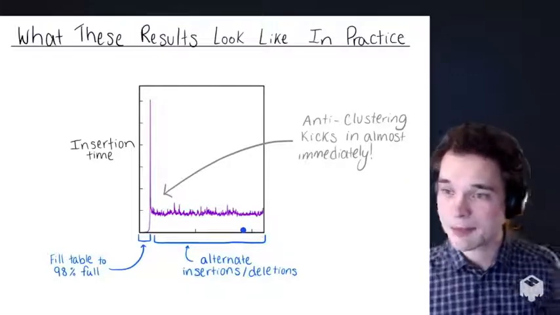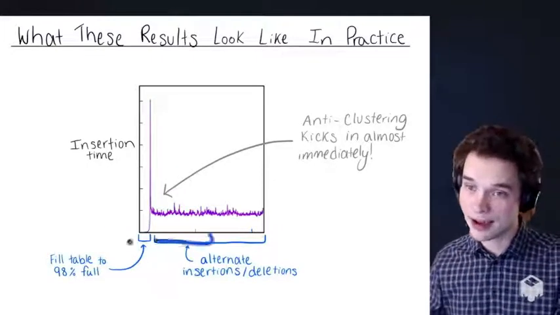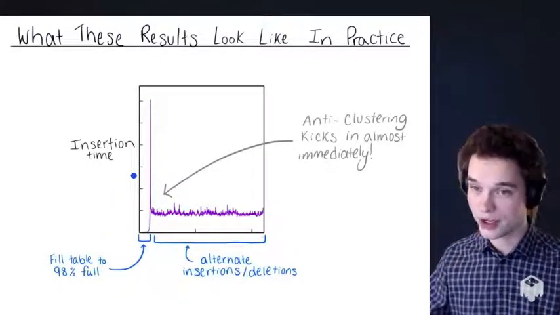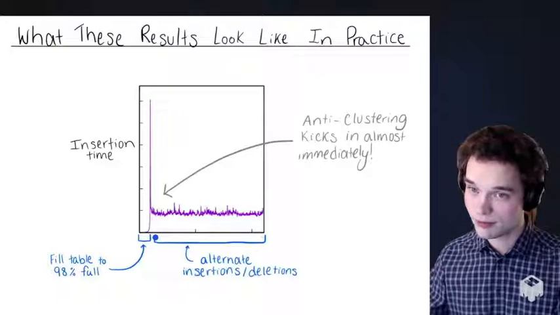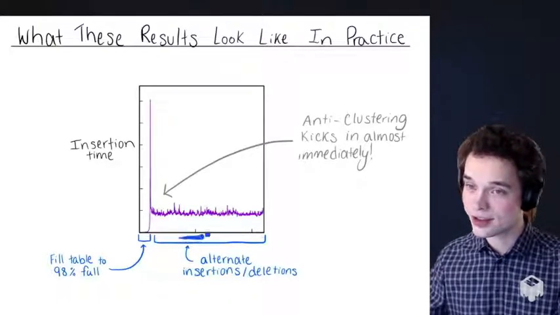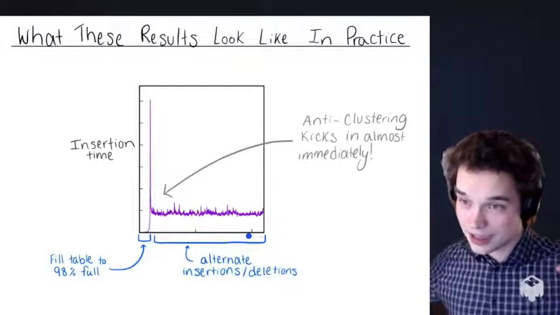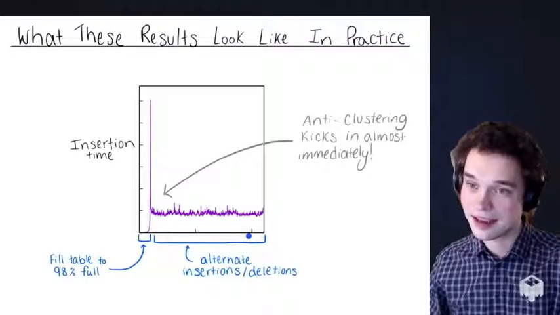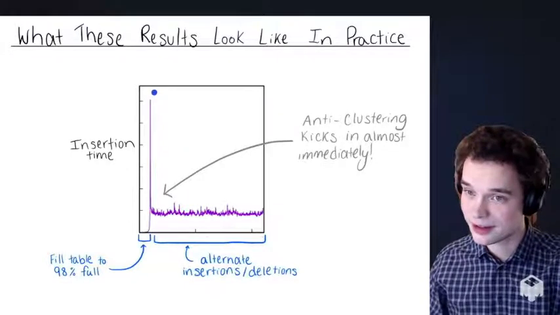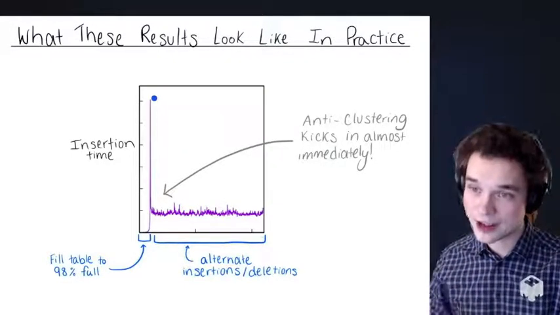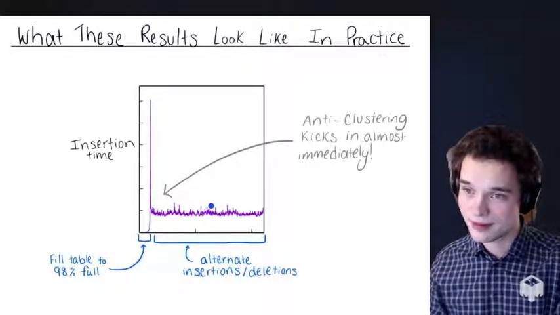One thing that's interesting is what happens if you actually plot these results in practice. So if you just plot the average insertion time in a linear probing hash table, where what you do is first you fill your hash table up to 98% full, but then you start alternating insertions and deletions. And what's interesting is that our theoretical result actually shows itself kind of amazingly clearly in this graph. Because what happens is first your insertion time skyrockets because of primary clustering. But then as soon as you start alternating insertions and deletions, your insertion time almost immediately comes way back down.